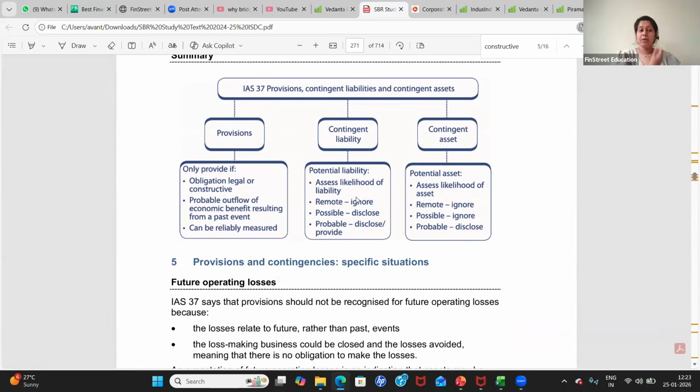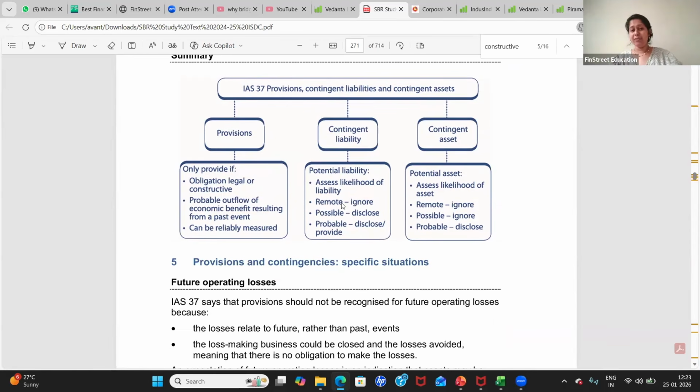A provision, as I've discussed, is legal or constructive. Probable outflow that can be reliably measured. But the word we have to focus on here is that the outflow is certain. We don't know when it will happen or how long it will take. Both we don't know, but the outflow is definitely certain.